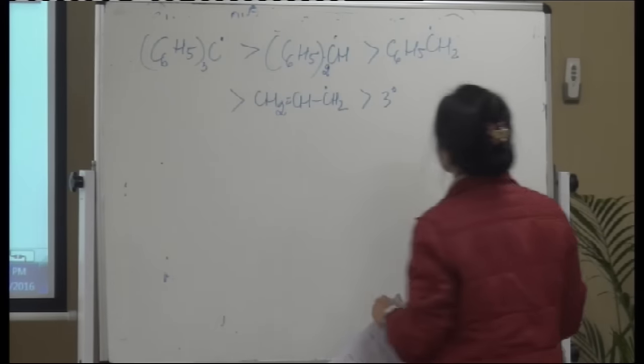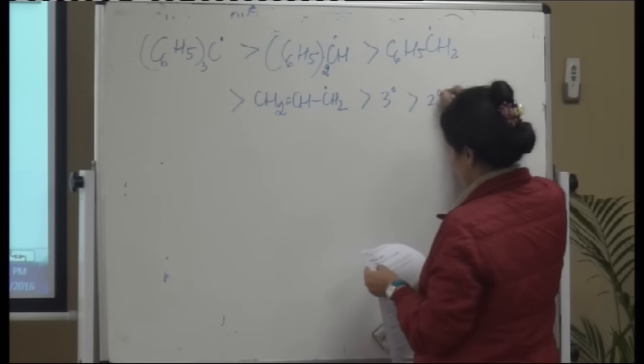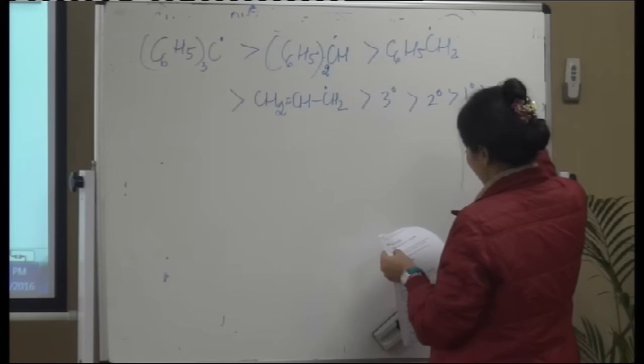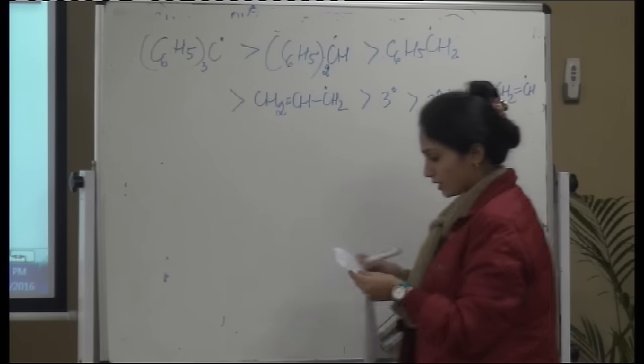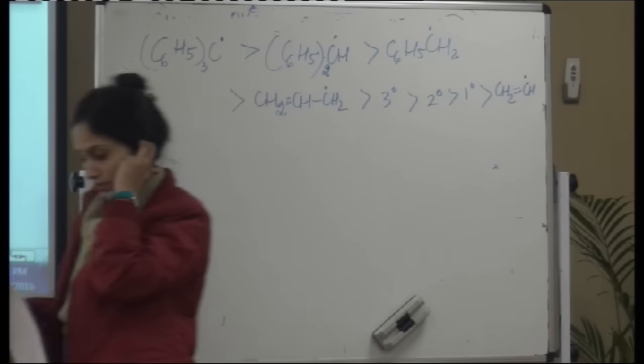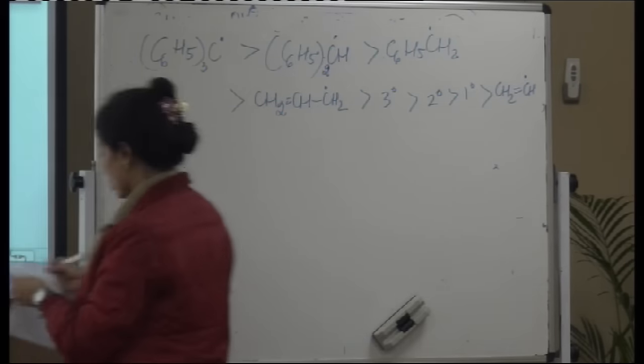So 3 degree, then 2 degree, then 1 degree, and then the allylic CH2=CH radical. Remember that this free radical is the least stable. Then for the carbocations also, just note it down.